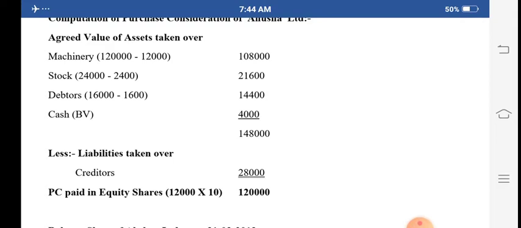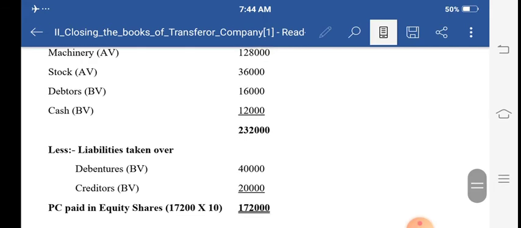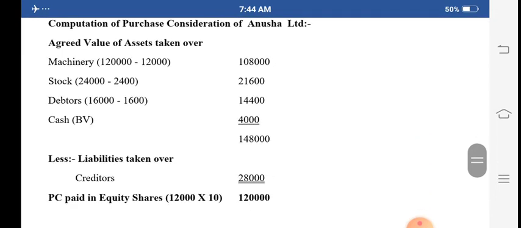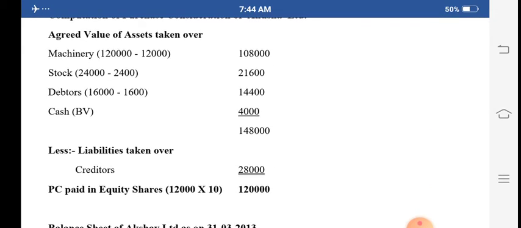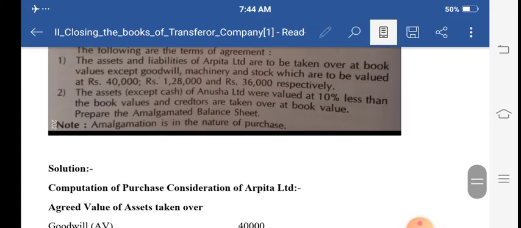In the last lecture we already calculated the purchase consideration for Arpita Limited, which is 1,72,000, and for Anusha Limited it is 1,20,000. Now in this problem we have to prepare the amalgamated balance sheet, in the nature of purchase. That means we have to prepare the combined balance sheet.